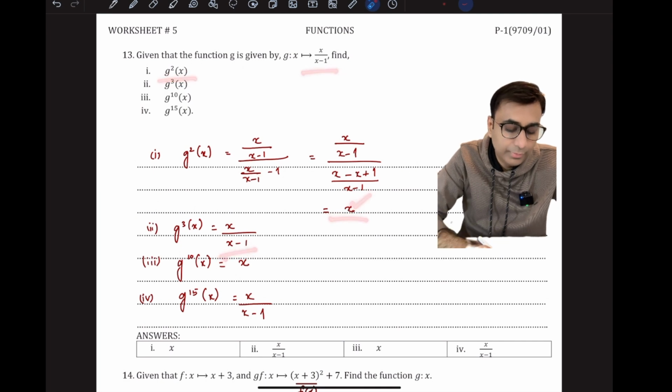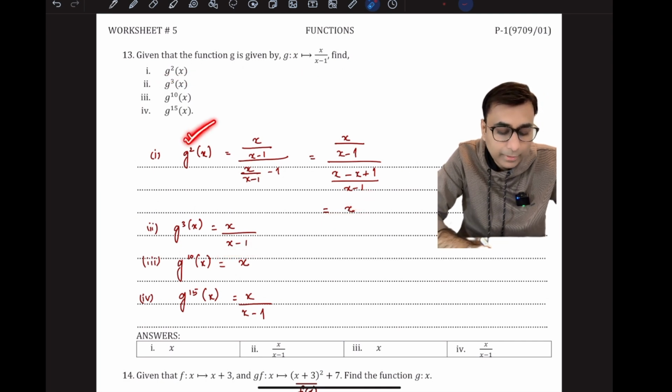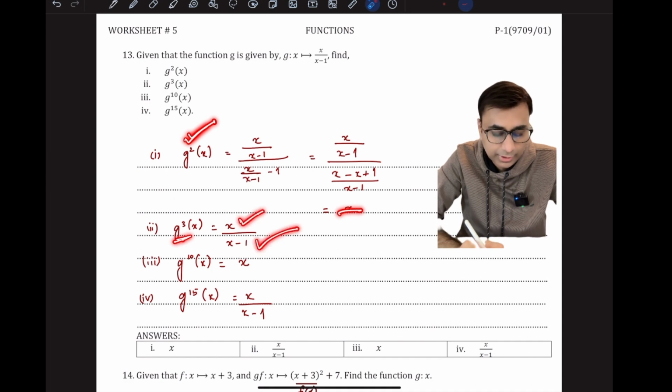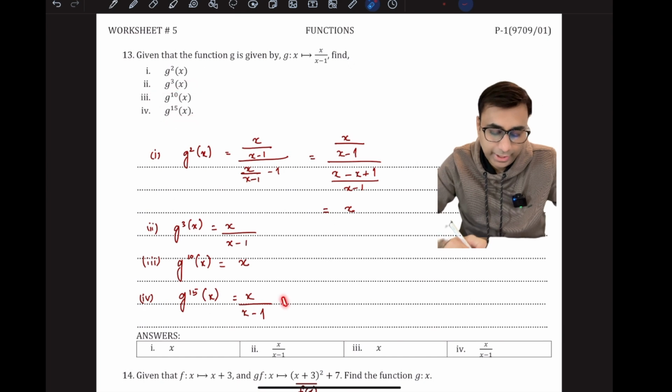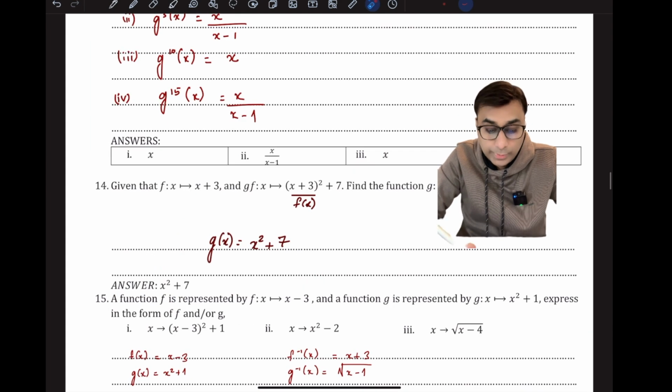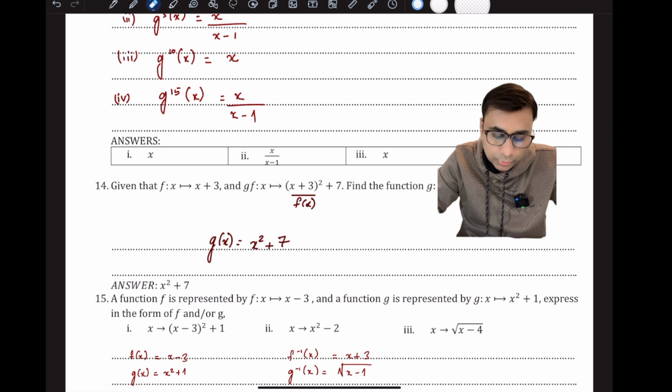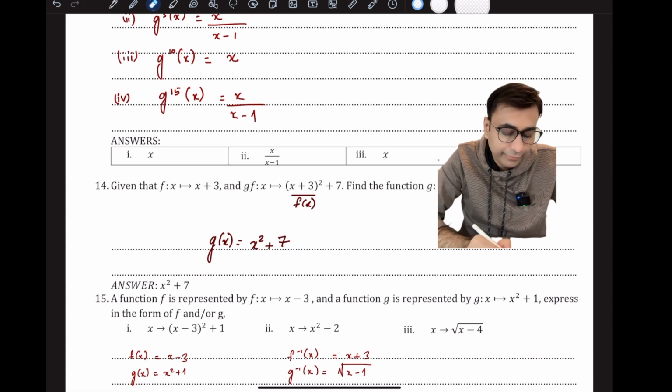So every time I'm going to do an even order of the function g, I'm going to get x, and every time I'm going to do an odd order of function g, I'm going to get x over x minus 1. So I can easily predict that g10x must be same as g square x, and that would be equal to x. And g15x would be same as any odd order g cube x, and that would be x upon x minus 1.